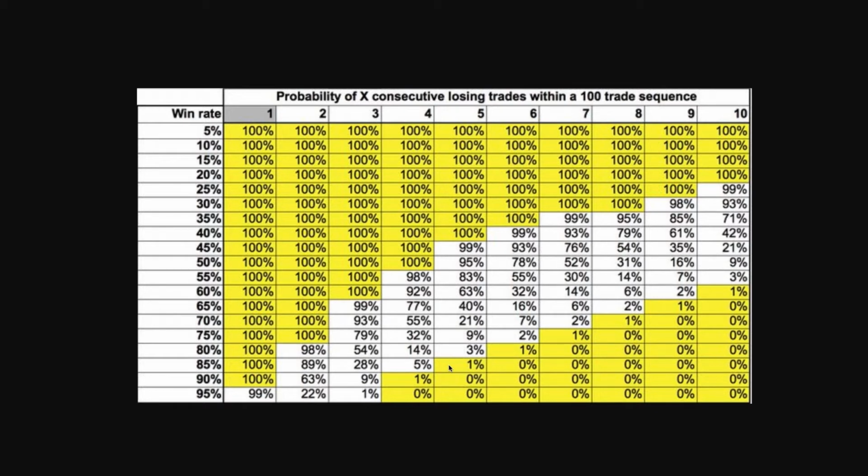If you size your account at 10%, which would take 10 losing trades in a row to blow your account, there's only a 9% chance of you seeing 10 losing trades in a row with a 50% win rate in a 100 trade sequence. Do you see what I'm getting at here, guys?